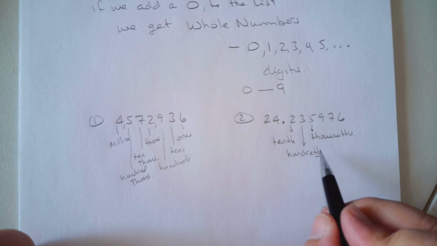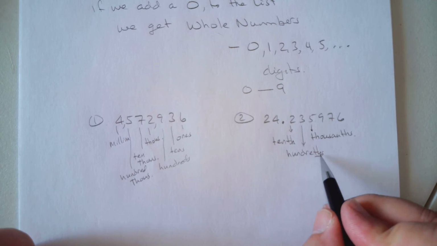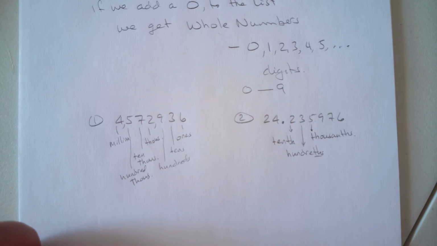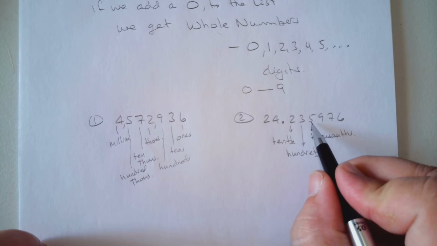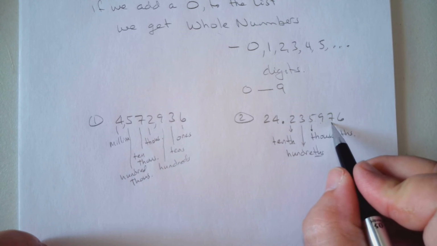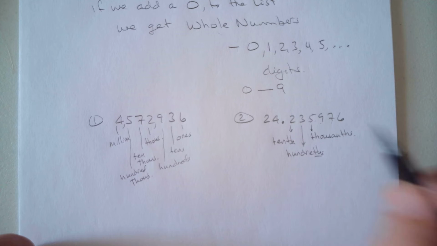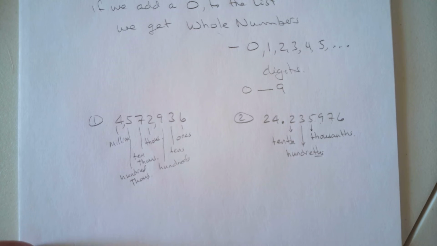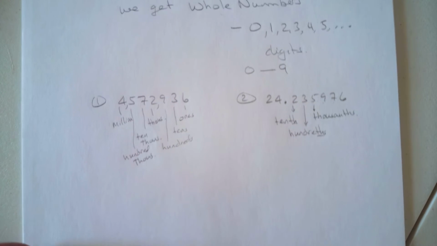You notice how each one of these ends in 10,000s, tenths, and then keep on going. So it's thousands, 10,000s, 100,000s, millionths. So now let's look at rounding.